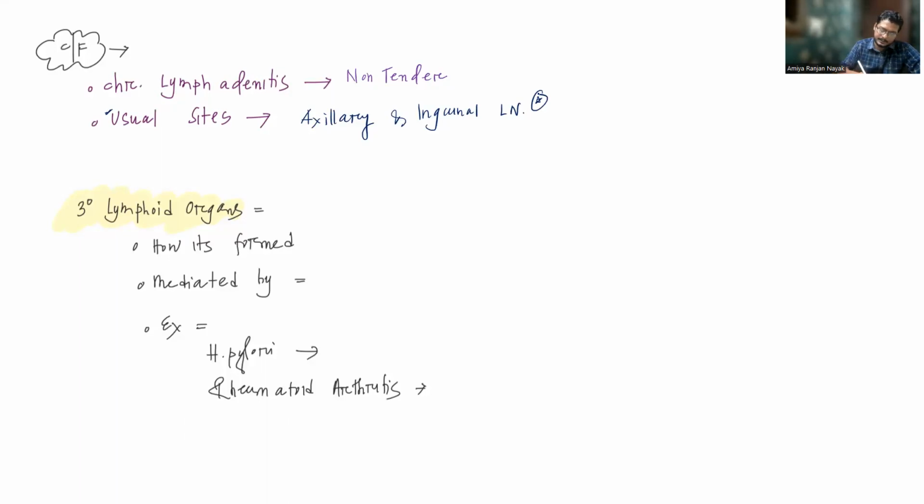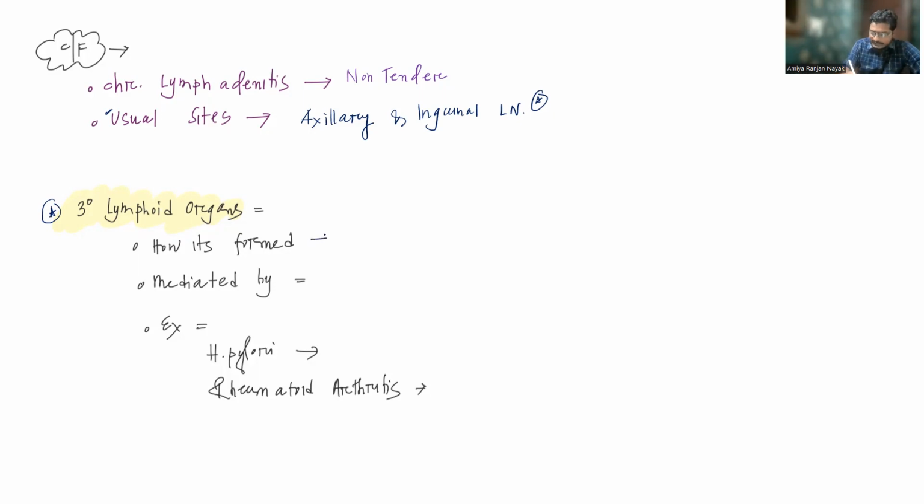The last thing is, what is the concept of tertiary lymphoid organs? I have already told you about the primary lymphoid organs like bone marrow and thymus. Then I told you about secondary lymphoid organs. These include the lymph nodes, spleen, or the mucosa-associated lymphoid tissue. Then what are tertiary lymphoid organs?